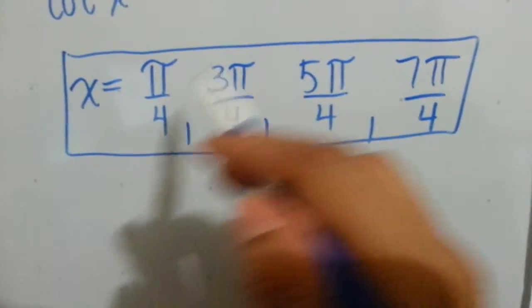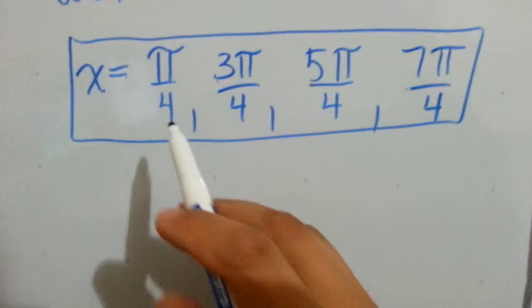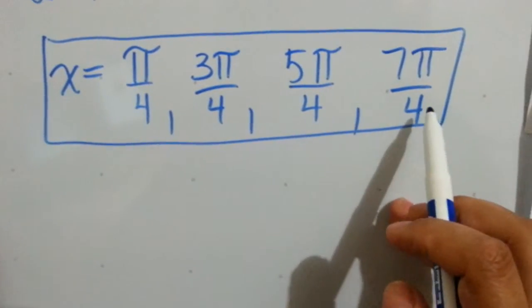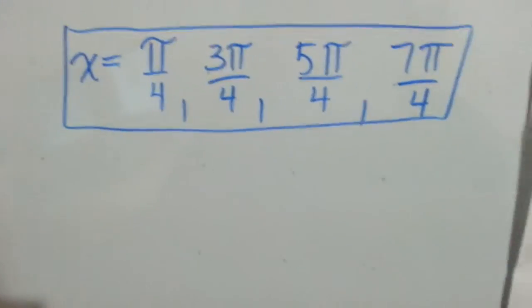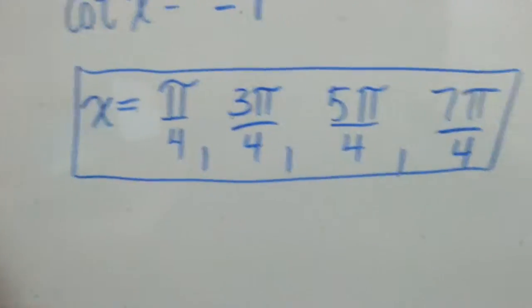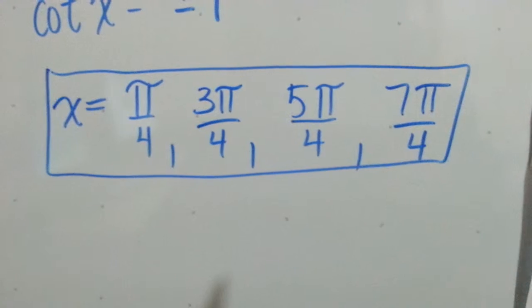Right, so when you report the answer, you would report it like this, and notice all of them have the same denominator. So if you're reporting answers and they have different denominators, you know you've done something wrong. Alright, so this would be the answer to this one.